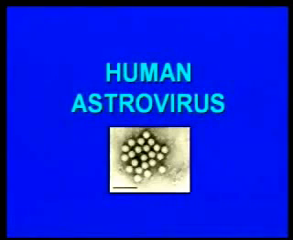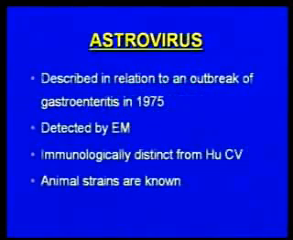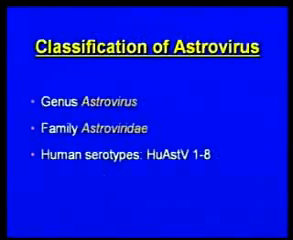The next viral gastroenteritis agent, actually the final one, is the human astrovirus, which is very similar in terms of its size and structure to the caliciviruses. It was described just a few years later than the initial norovirus description, and it's supposed to be immunologically distinct from human caliciviruses. Again, like caliciviruses, there are human strains and animal strains. It belongs to the genus Astrovirus, family Astroviridae, and the serotypes that we know in humans are types 1 through 8.